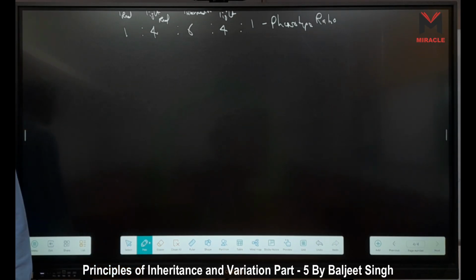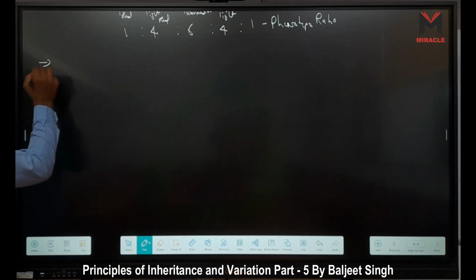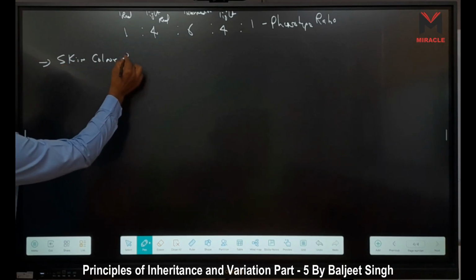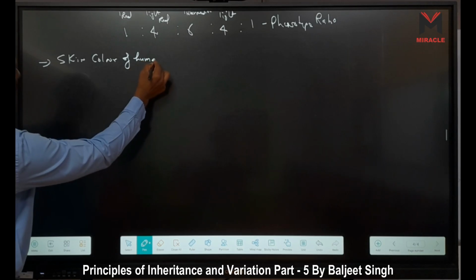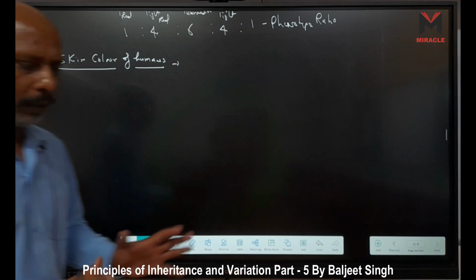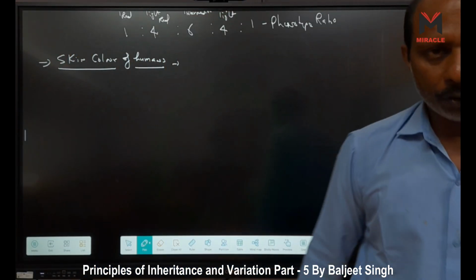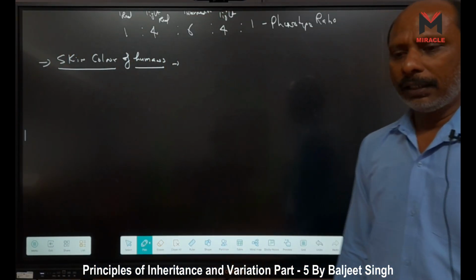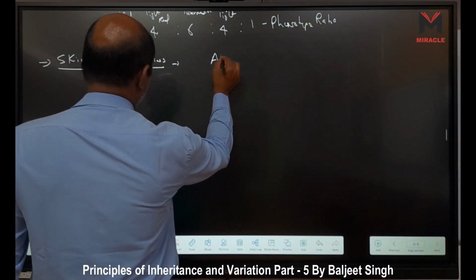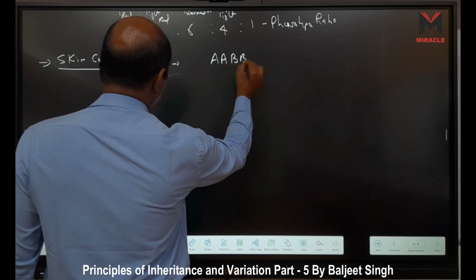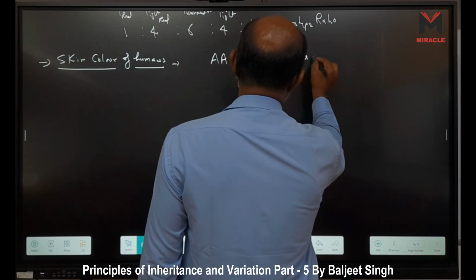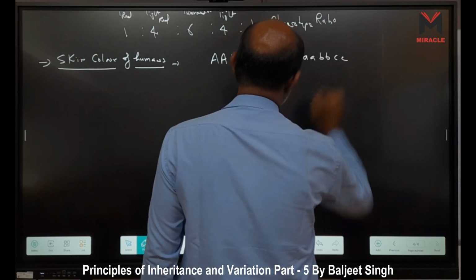You can see here how many we have in case of skin color of humans. We need not draw here. When you have free time you can draw, right? Because 68 squares are formed and it is too much. So how many? It is capital A, capital A, capital B, capital B, capital C crossed with small a, small b, small b, and small c, small c.